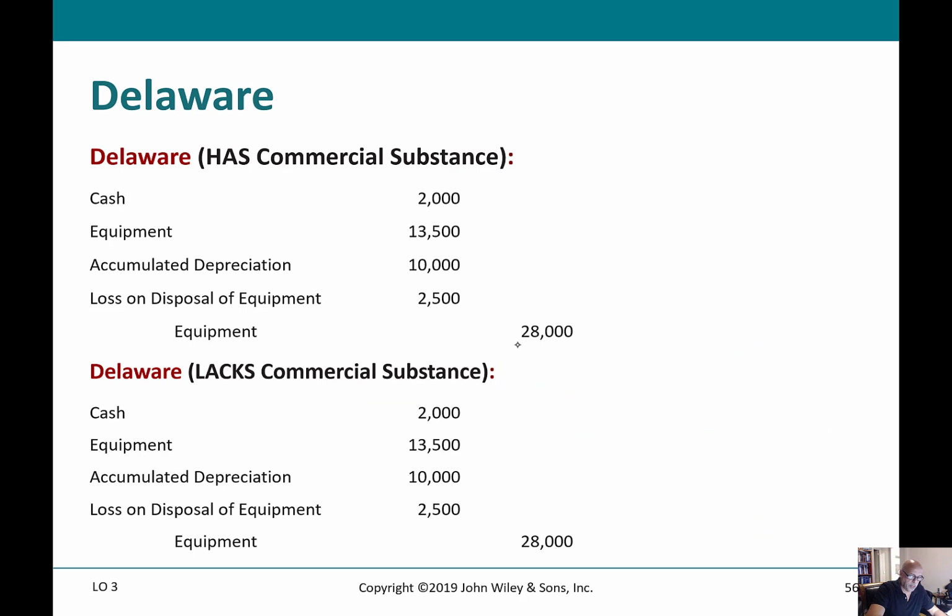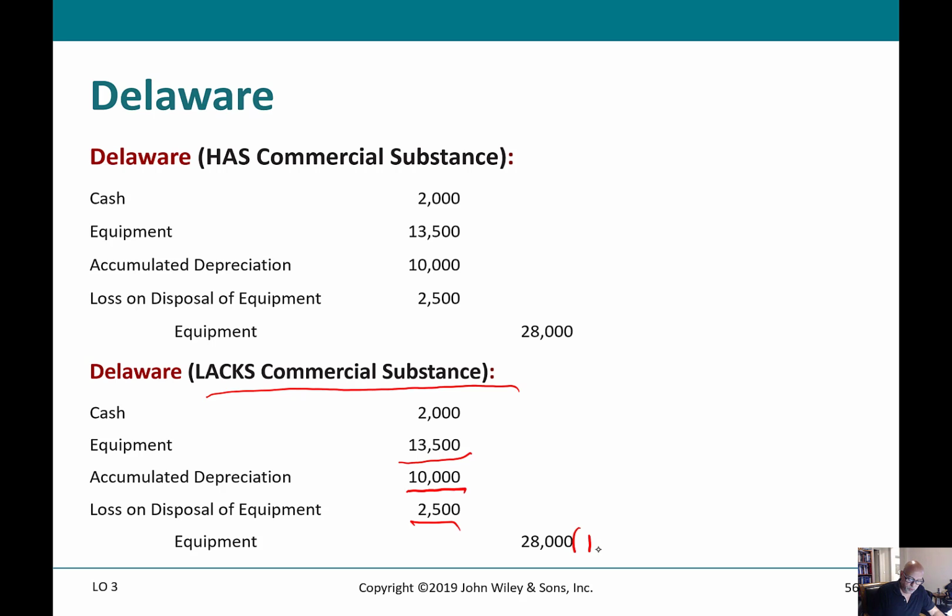Okay. Again, looking at it from Delaware now, if we lack commercial substance, Delaware had a loss. So Delaware has to do what? Delaware has to take the entire loss. Loss rule, take the entire loss, right? Okay, so that's easy enough. Now we just want to figure out what to bring the equipment on. And the equipment is going to be what? The book value of the asset that was surrendered here. And so the book value of the asset that was surrendered gives us that 13.5. We get rid of the accumulated depreciation.